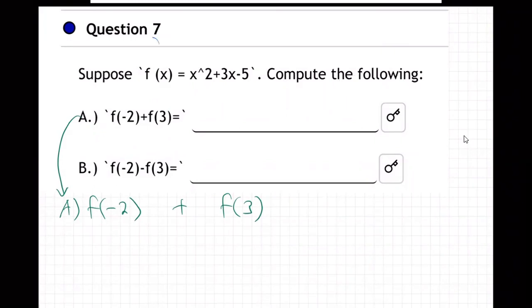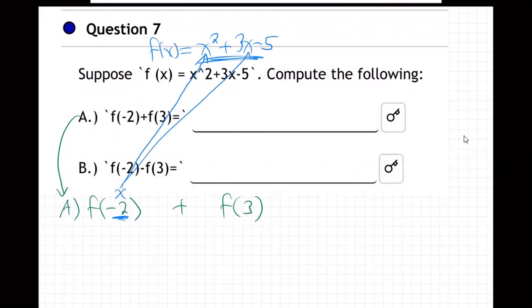Well, my function f of x is x squared plus 3x minus 5. So when they ask me f of negative 2, what that means is I take this function, and remember, whatever's inside the parentheses is x. So I'm going to plug negative 2 in right there and right there. So that's going to equal negative 2 squared plus 3 times negative 2 minus 5. Is that good so far? So I just plugged negative 2 into the function in the place of x.